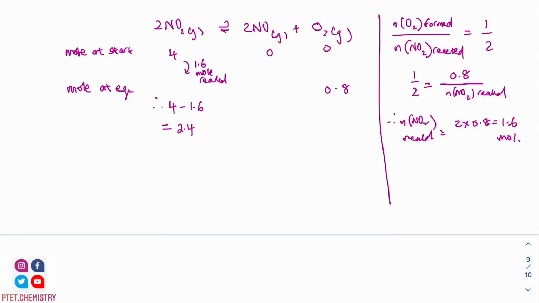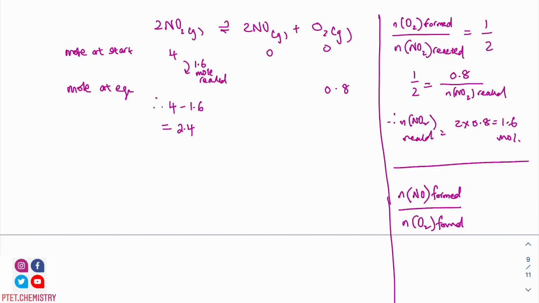even easier because I could imagine that the mole of the NO that is formed relative to the mole of the O2 that is formed. So I'm talking about both of these being products. So both of these are being formed. It is still 1:2. 1 O2 is formed alongside 2 mole of NO. So therefore, how many mole of NO is actually formed?